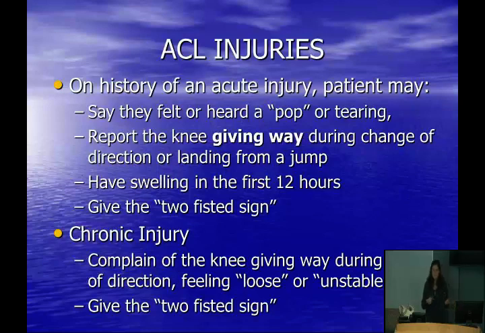I've had people do it all the time, and it kind of makes me smile. It makes you smile when something that you read in the book actually happens in the office. But they'll give the two-fisted sign and say, it just feels loose, doc, and they'll shift their two fists back and forth.